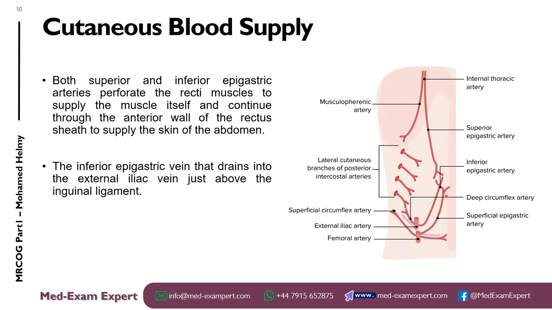And the inferior epigastric vein drains into the external iliac vein just above the inguinal ligament. So it's corresponding to the artery. We say the inferior epigastric artery is a branch of the external iliac artery, so also the vein is corresponding to the artery, draining into the external iliac vein just above the inguinal ligament.